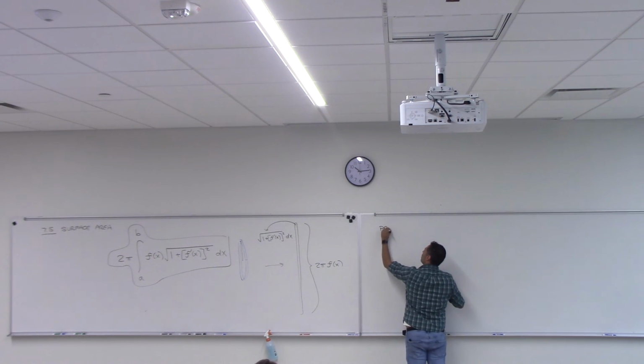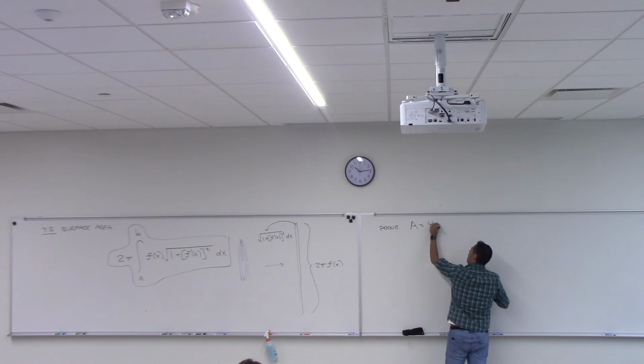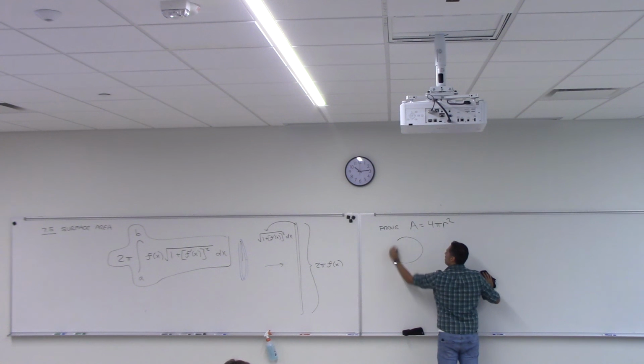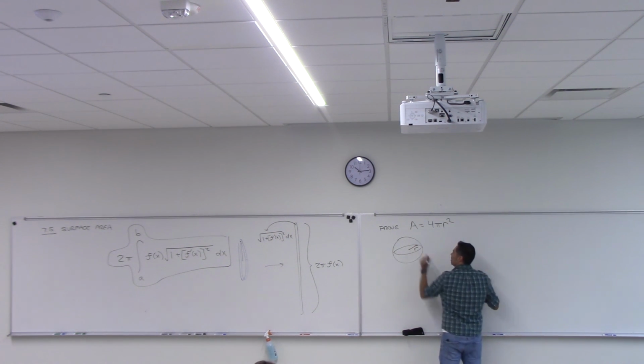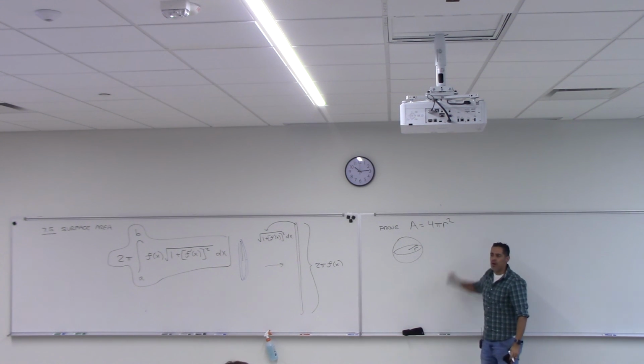Prove the area is 4 pi r squared. So if you take a sphere, a three-dimensional sphere, a ball, the area of it is 4 pi r squared. Prove it.